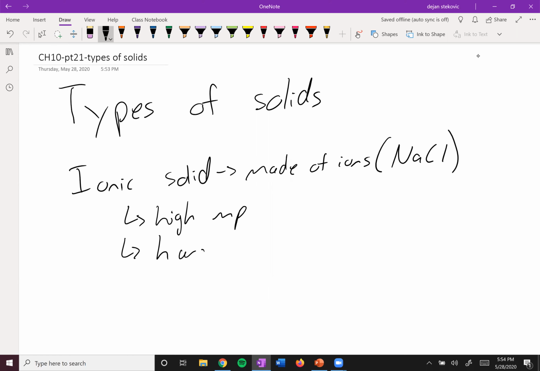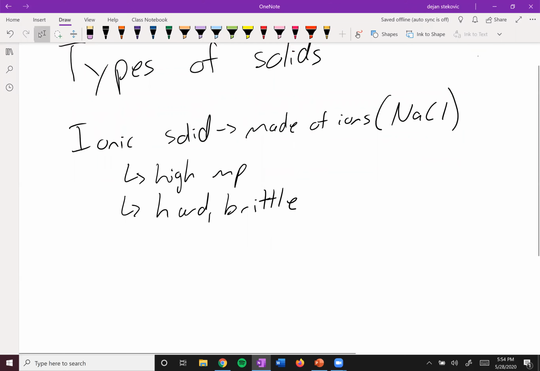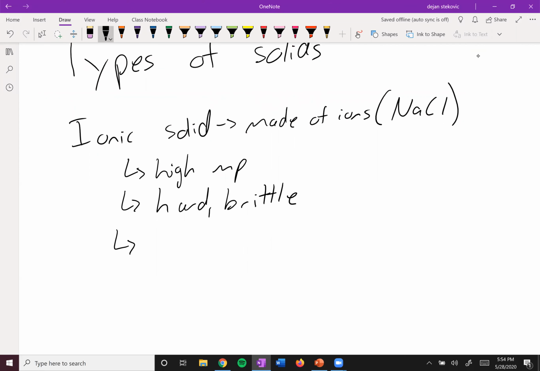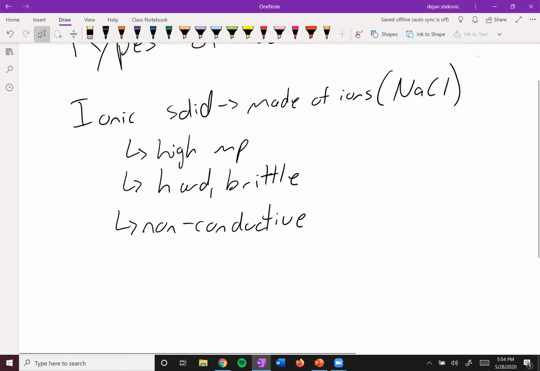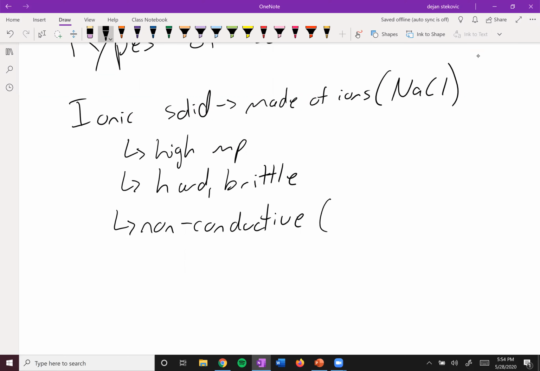They're very hard, yet brittle. So they're very hard, but if you smash them, they'll fall into nice little crystalline pieces. And in general, they're non-conductive of electricity. Electricity is the movement of charge in a solid. These ions are not able to move, so they're non-conductive. But if you melt them down or dissolve them, they can conduct.